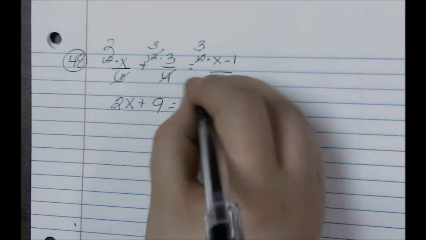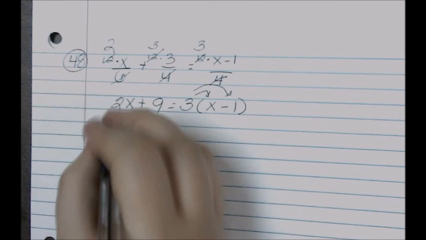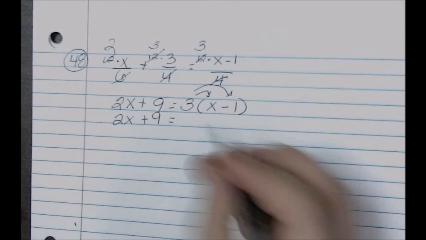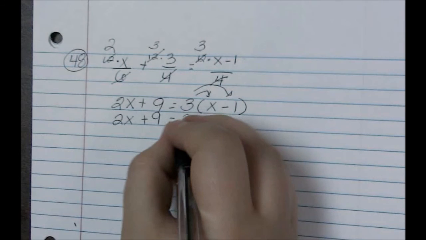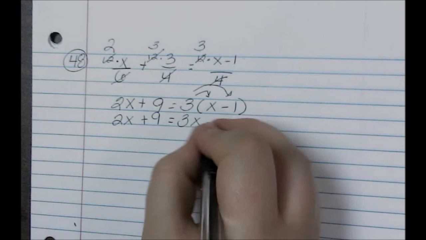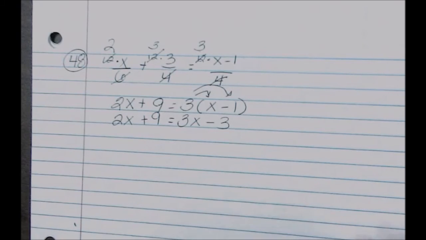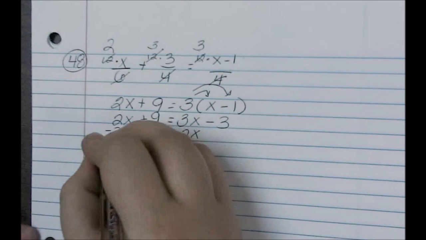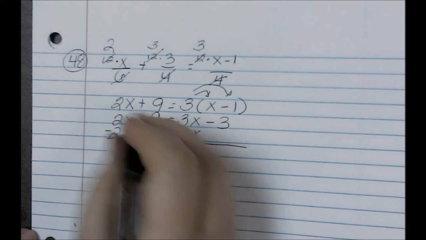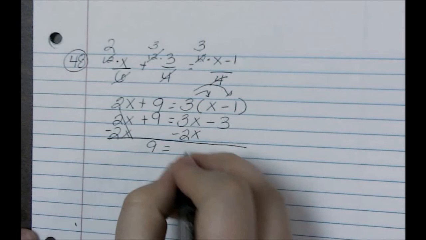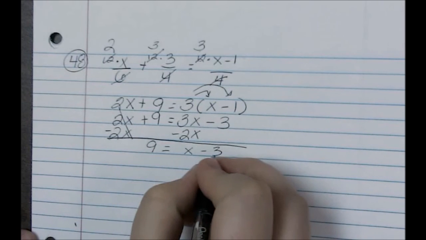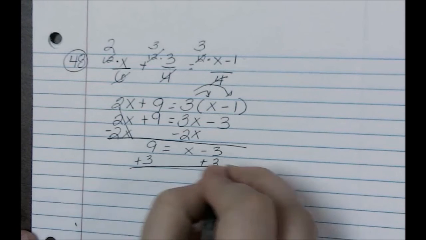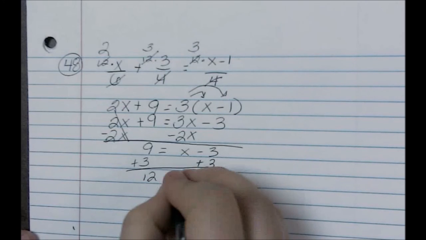So I distribute that 3 to get 2x plus 9 equals 3 times x is 3x, 3 times negative 1 is negative 3. Subtract 2x from both sides to get 9 equals x minus 3. And then to finish up, you would add 3 to both sides to get 12 equals x.